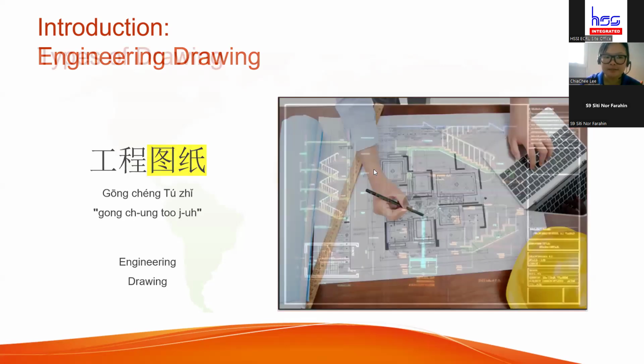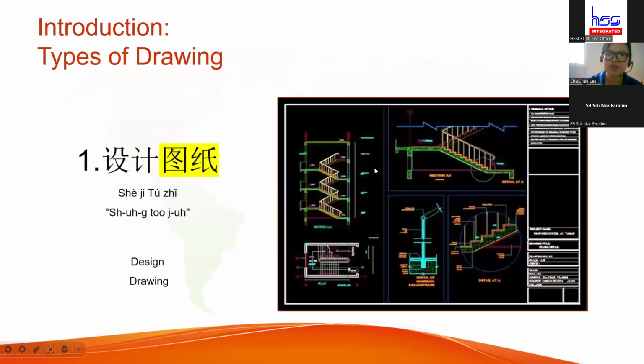Then today I would like to introduce 3 major parts of the drawing that we are familiar with, and also 3 subtypes of design drawing. I will also briefly explain the difference between these 3 major types. The first type is the design drawing. It's called 设计图纸. 设计 is first tone and neutral tone.